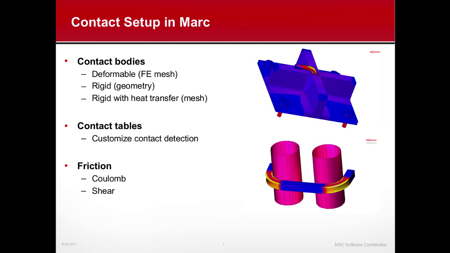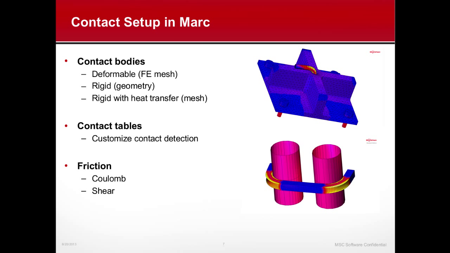And another type is if you're interested in temperature distribution within the body, but want to treat it as rigid for structural purposes, you can also create a special type of rigid body where there would be heat transfer across the mesh, but it would still be treated as a rigid body.